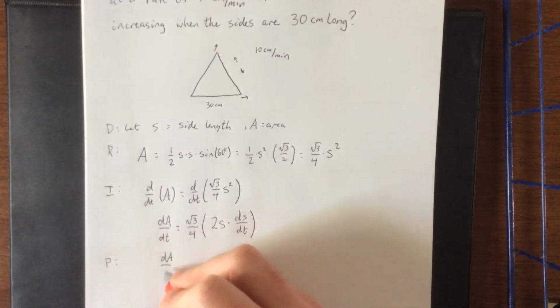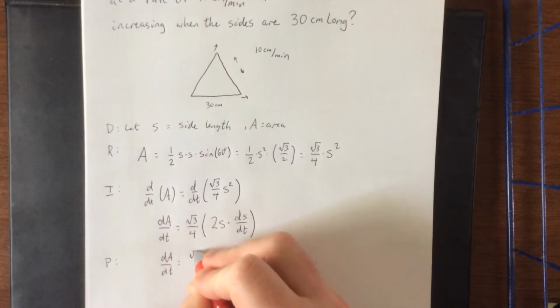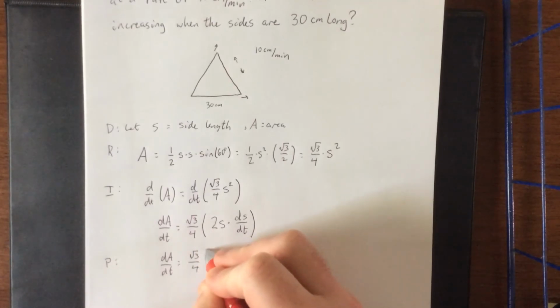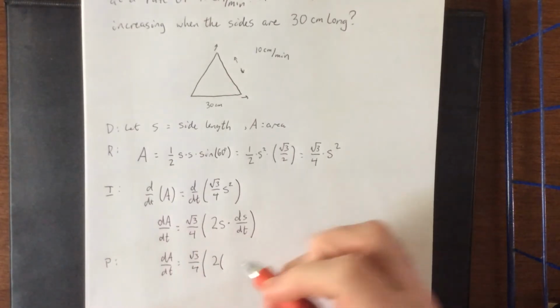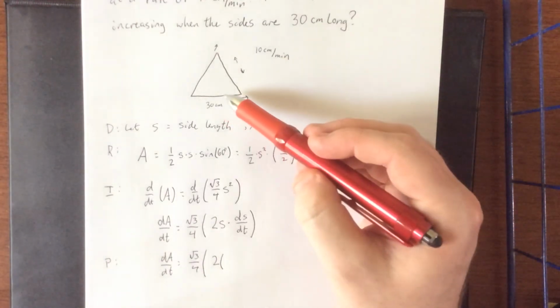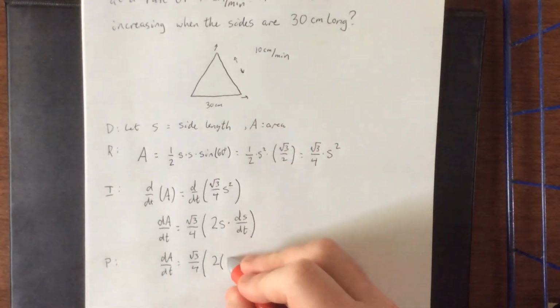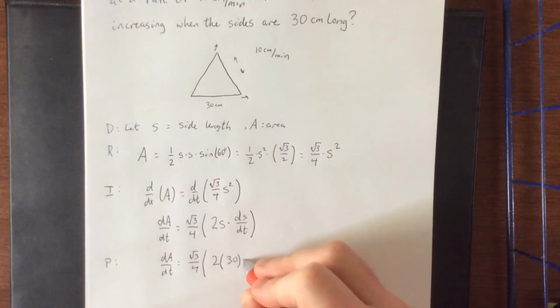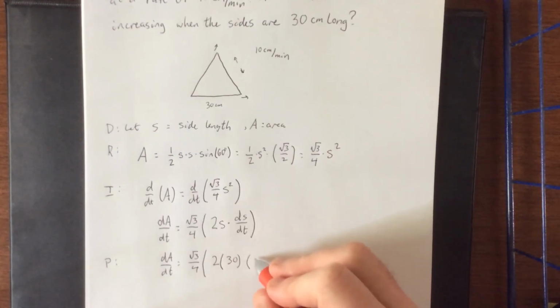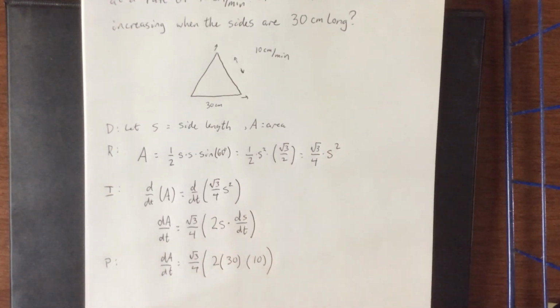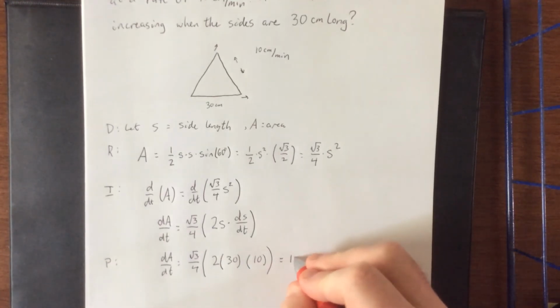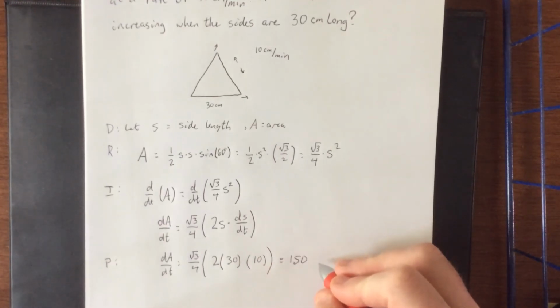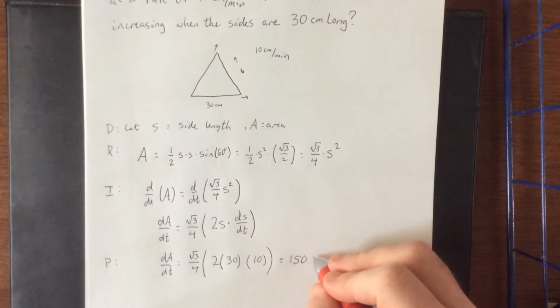The rate at which the area is increasing is going to be equal to root 3 over 4 times 2 times S. We were told that the instantaneous side length would be 30 centimeters, and the rate of increase is 10 centimeters per minute. Multiplying these three quantities together would give us 600. 600 divided by 4 would be 150. So final answer for this one is going to be 150.